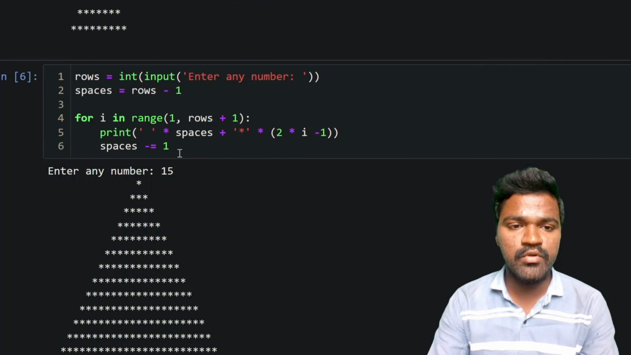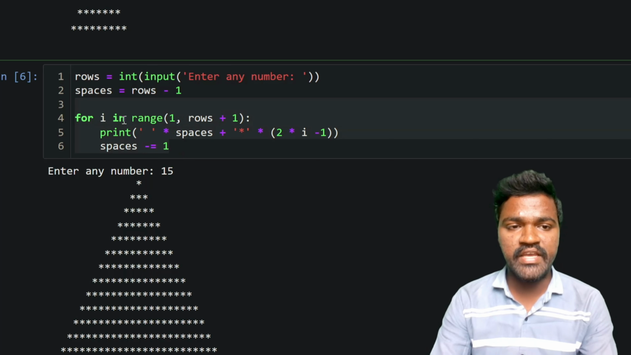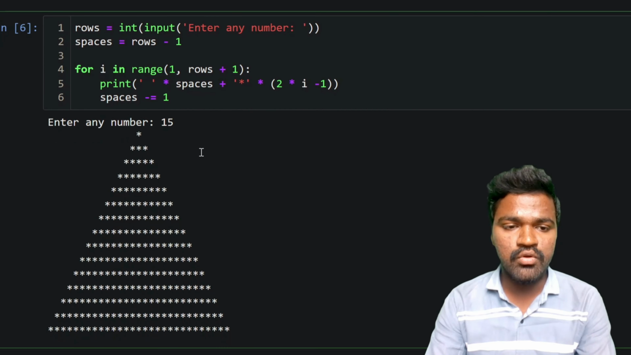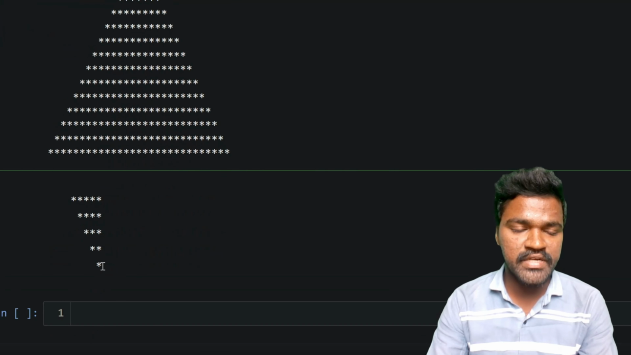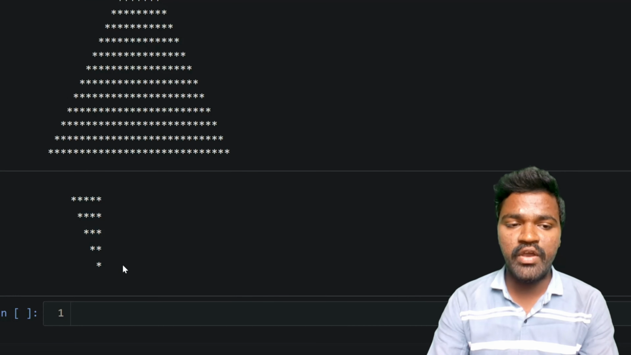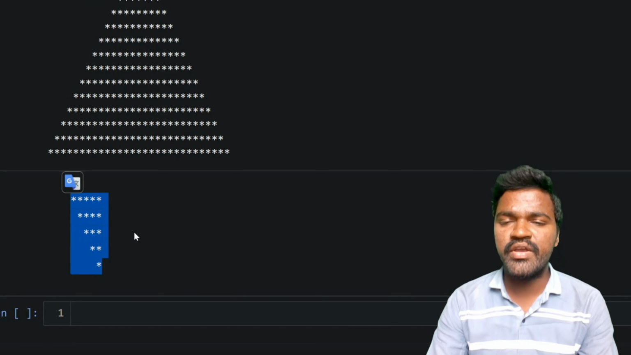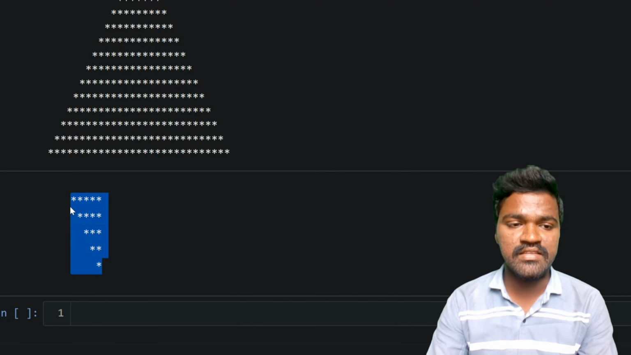I hope you were able to understand how we can generate this particular pattern. In the next video, we will be solving this particular pattern. If you have a solution for this pattern, you can mention it in the comment section. Anyway, we will discuss this pattern in the next video.